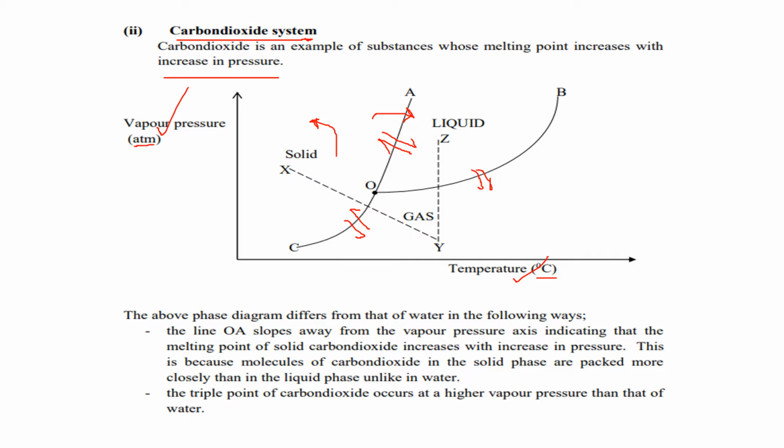So we are saying that the above phase diagram differs from that of water in the following ways. We have already looked at this curve OA, and we are saying that line OA slopes away from the vapor pressure axis, indicating that the melting point of solid carbon dioxide increases with an increase in pressure. And that was not the case with water. Reason being, for water when it's cooling, it expands, but for carbon dioxide when it's cooling, it contracts. That's the difference. And this is because molecules of carbon dioxide in solid phase are packed more than in liquid phase, unlike water.